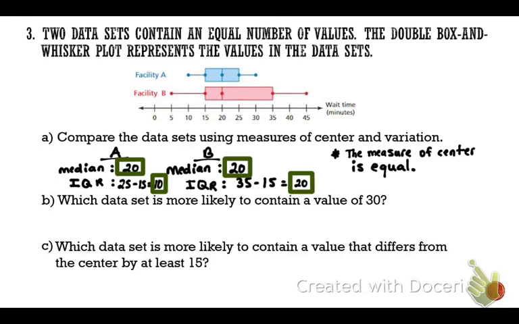All right, now let's go ahead and compare the variation or the IQR. Which one is bigger, guys? Data set B. Facility B or data B, either one. We would say data A. Sorry, not data A. Data B has a greater variation.